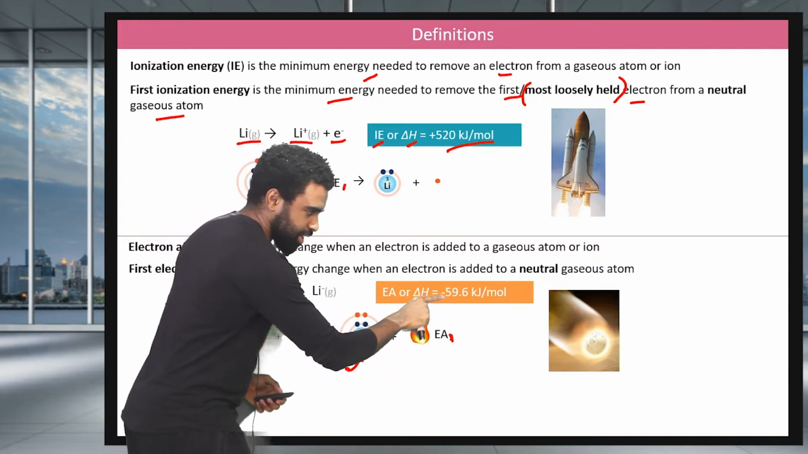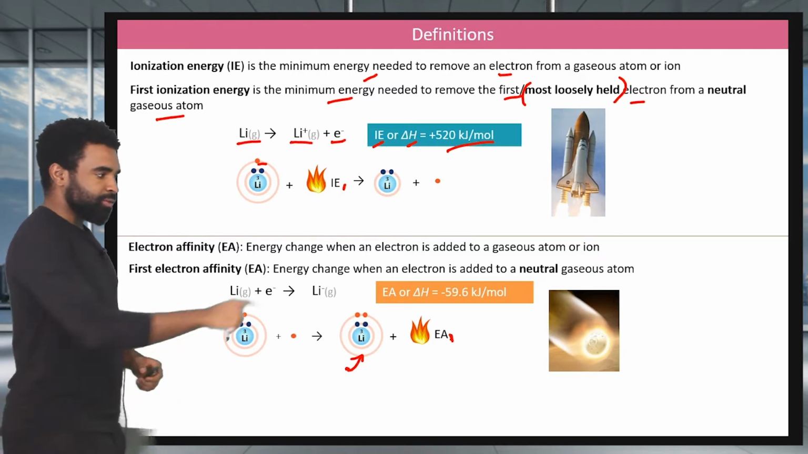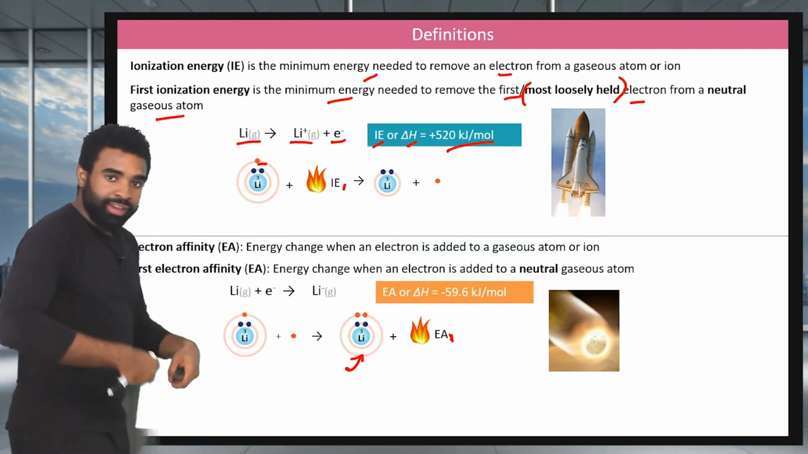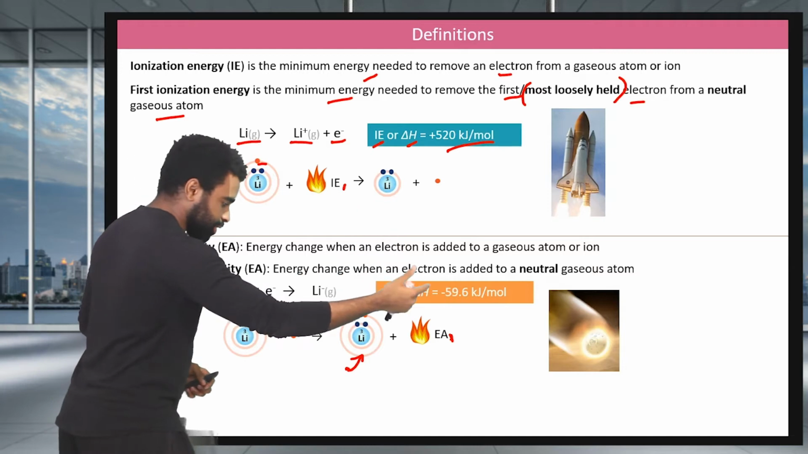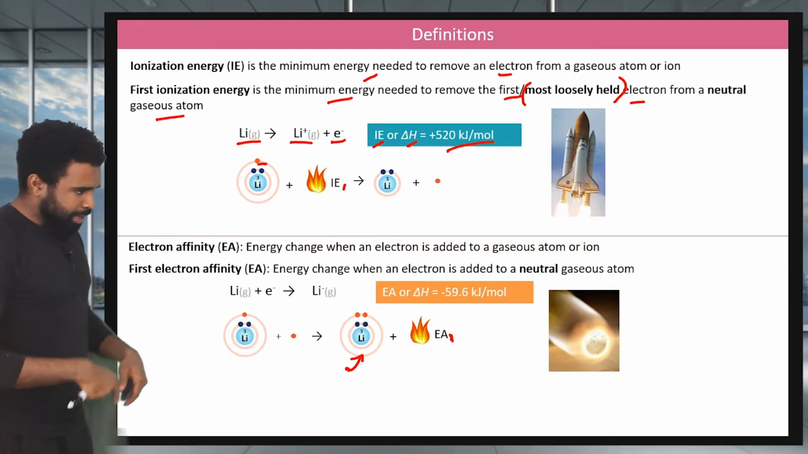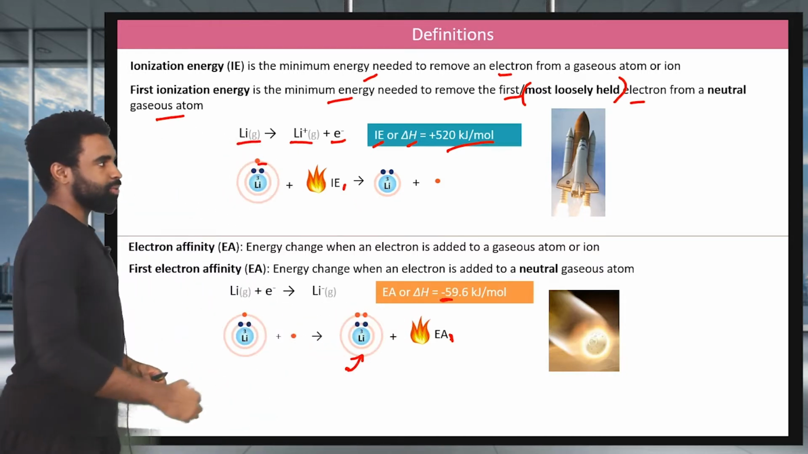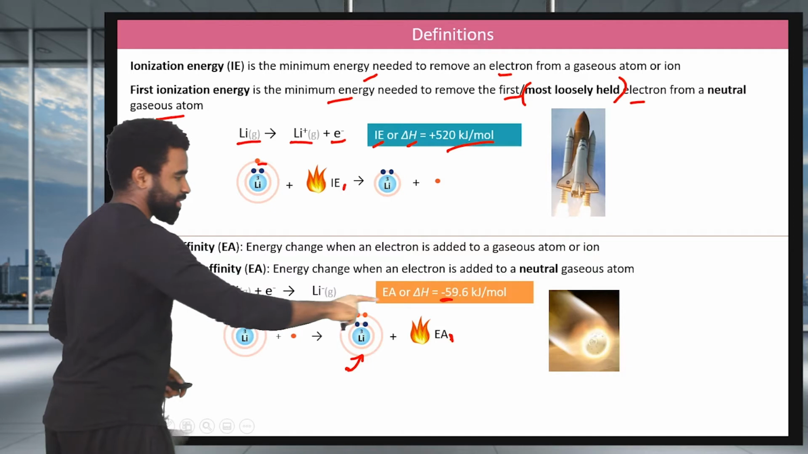And the associated change there is minus 59.6 kilojoules per mole. That means 59.6 kilojoules are given out for every mole of electrons that fall into a mole of lithium atoms. Now, an interesting question you might have is, why is there a negative sign here, when here we had a positive sign? Why is this negative?